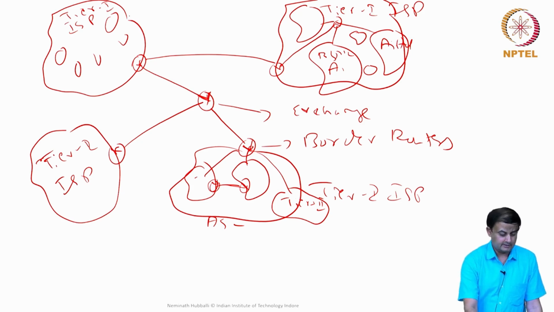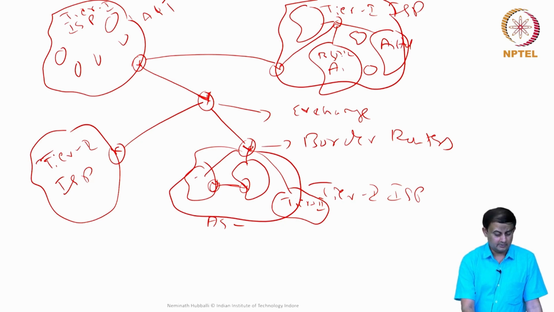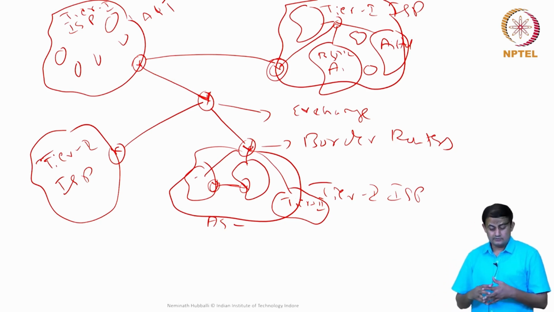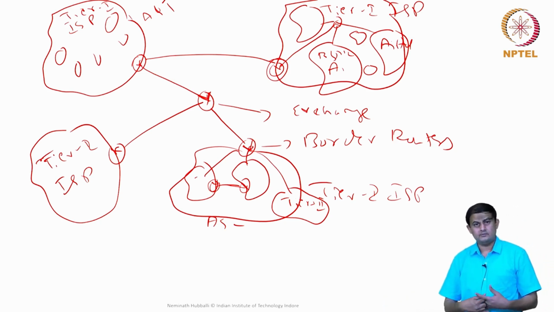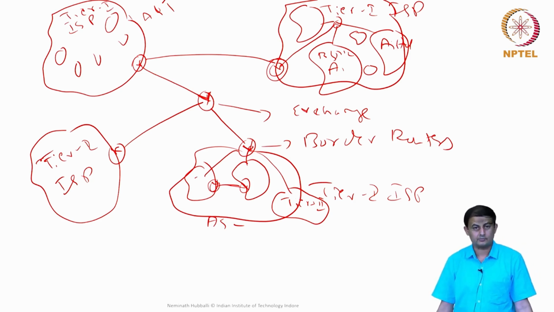This might be an AT&T network in the US, and I have some other network, maybe Bharti Airtel or BSNL in India. I'm talking about the entire traffic of BSNL or Airtel going to this border router and then going to the AT&T network. So that is the scale. The entire nation's traffic, this router needs to handle in real time. It needs to process that. So that is the scale.